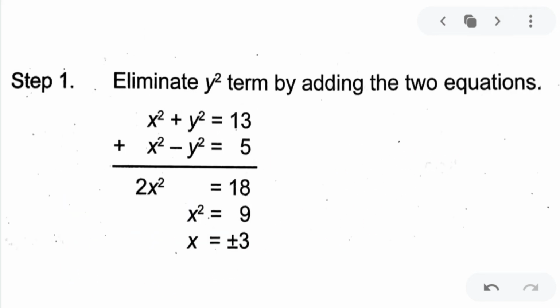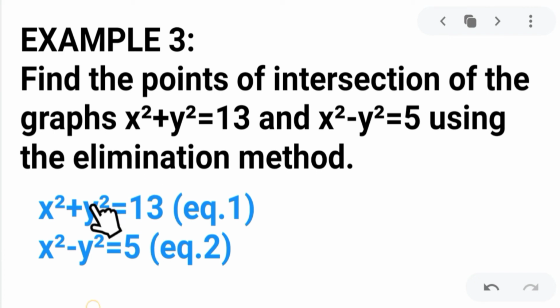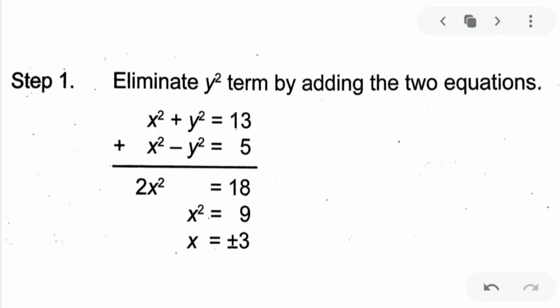Now, for step 1, we have to eliminate the y squared term by adding the two equations. That is the elimination. We have to eliminate at least a variable for us to find the value of the x or the y. In this case, we can eliminate the y squared since they have different signs, so it will be equivalent to 0. So, cancel that out. We already eliminated the y.